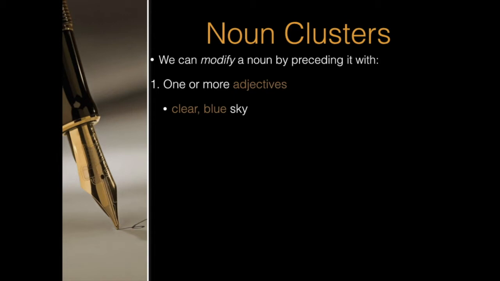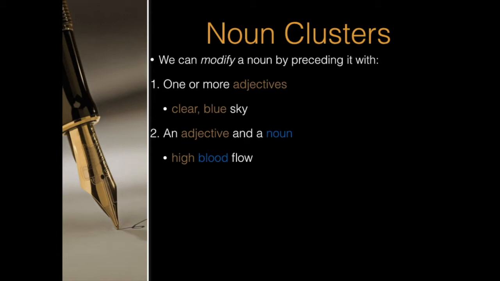Both clear and blue are adjectives. Because there is only one noun, that is sky, we clearly know that both these adjectives, clear and blue, modify the noun sky. There's no confusion. We can also use an adjective and a noun to describe another noun. For example, high blood flow. Which flow? Blood flow. Blood is another noun. What kind of blood flow? A high blood flow. High is an adjective there.